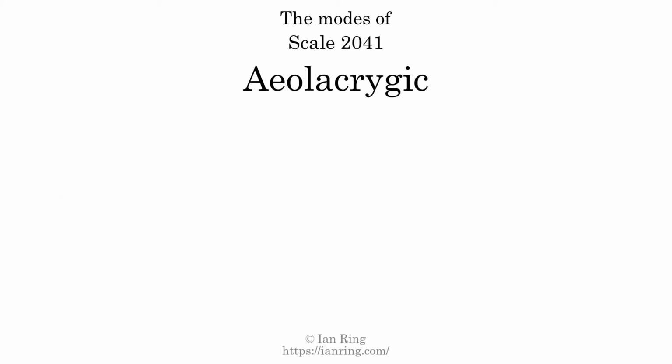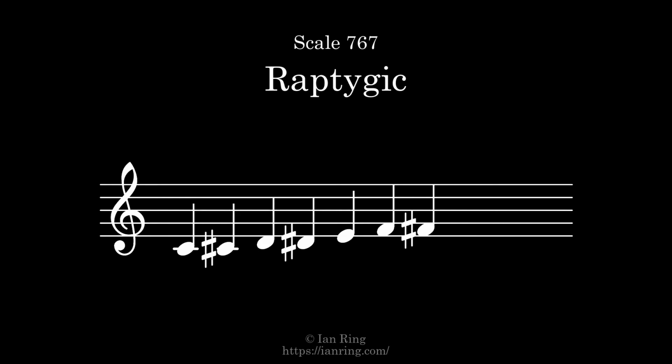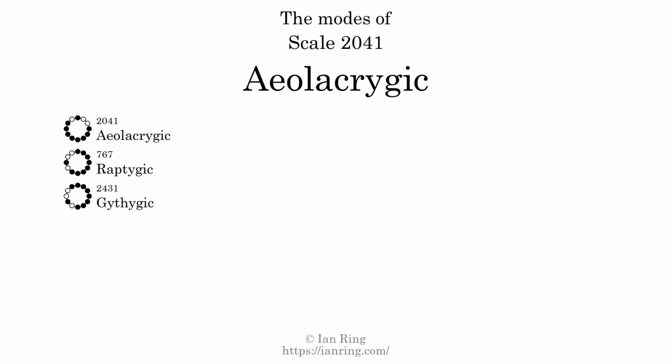This scale has 9 modes. The first mode is itself. The second mode is scale 767, also known as rapturgic. It sounds like this. The third mode is scale 2431, also known as jithergic. It sounds like this.